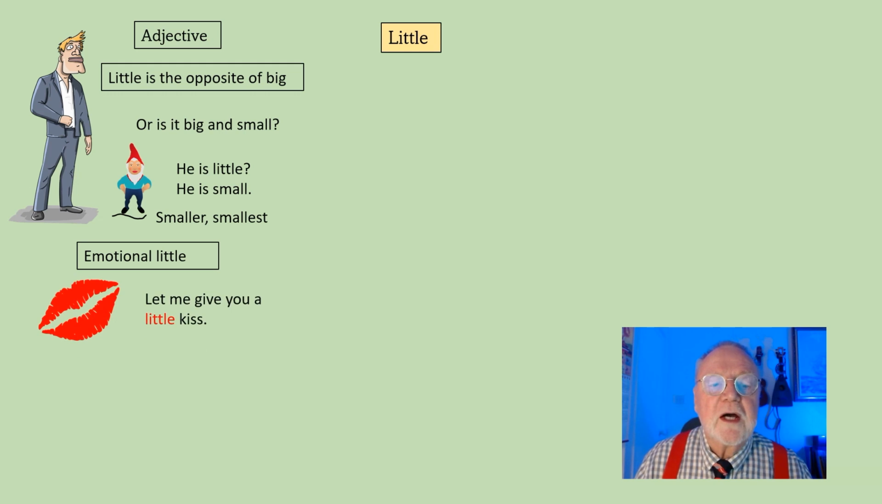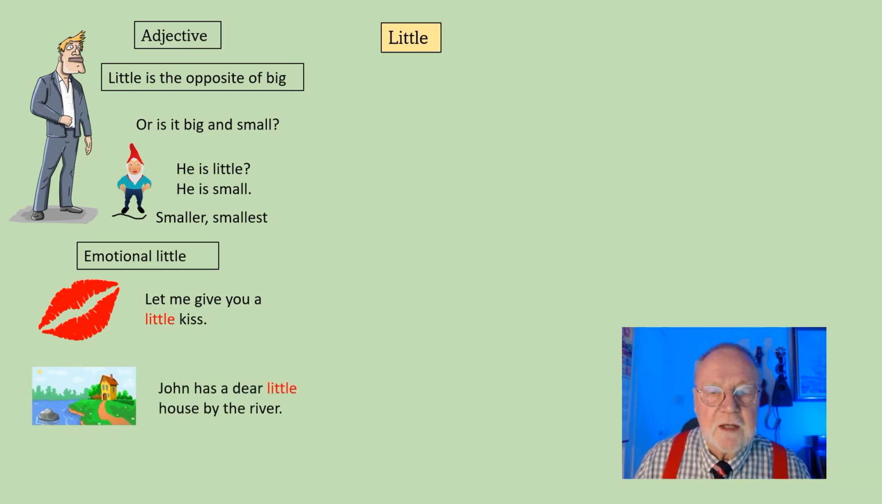And there is an emotional way of using little. Let me give you a little kiss. It doesn't mean a small kiss, it's just an emotional way of referring to that statement. And here's another way. John has a dear little house by the river. It doesn't mean the house is small, it just means it's romantic and by the river.